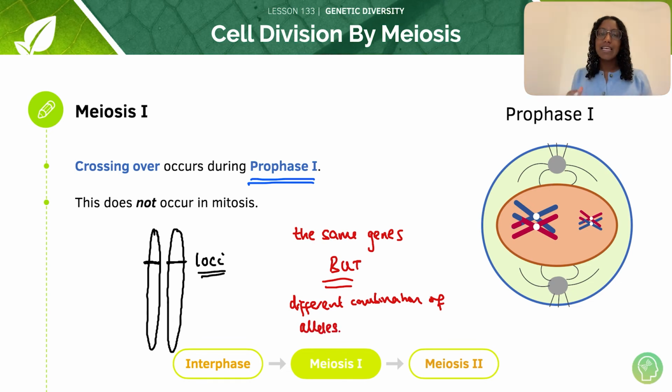So this means that each of the 4 daughter cells formed from meiosis contain chromatids with different alleles. So this is one way in which meiosis produces cells that are genetically different. We get this introduction of genetic variation because of a process known as crossing over, where we're swapping positions on the chromatids at the same loci, so the same genes, but it means that we swap over different alleles. So overall, the daughter cells end up with a different combination of alleles.